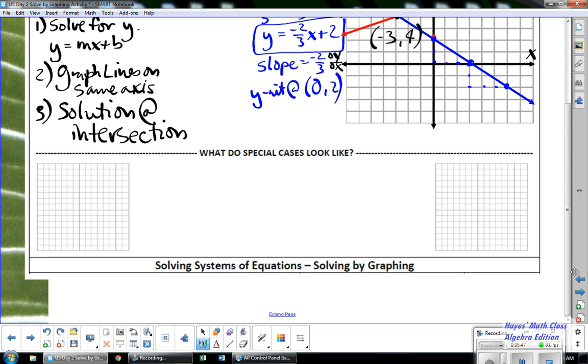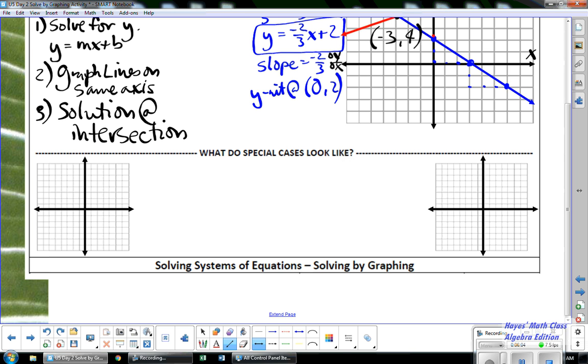All right, last part. Two special cases. And for these, I'm not going to go through and actually work problems. Because I'm assuming that you guys know how to graph lines, we're just going to say what happens if you see lines like this. Okay, so I'm going to draw some axes on both of these graphs here. And the first special case happens when we get parallel lines.